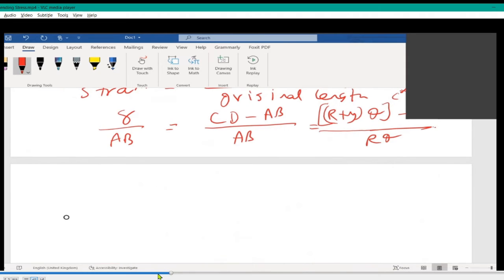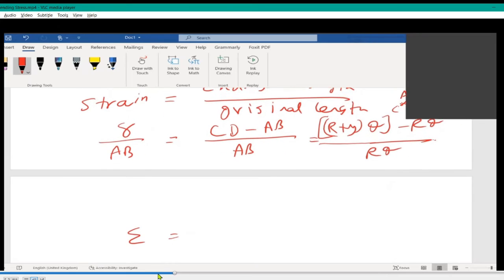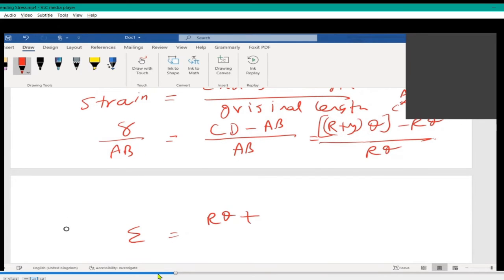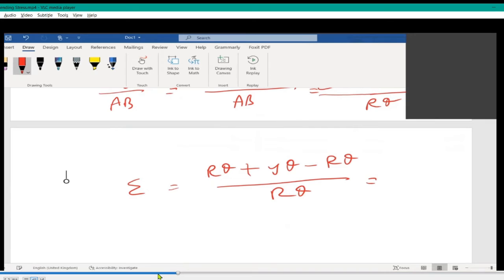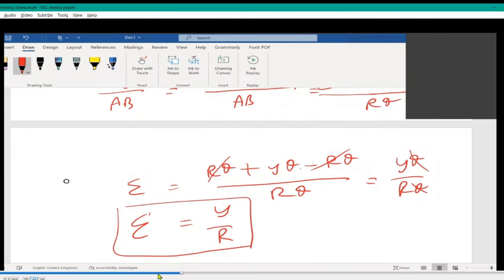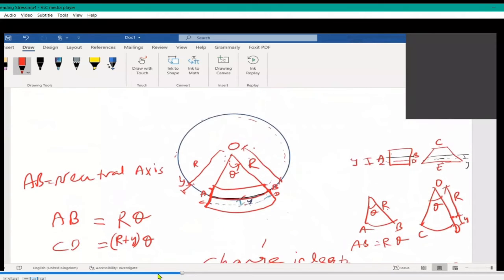If you simplify, you will end up with the value for strain. Can you simplify? R theta plus Y theta minus R theta, divided by R theta. So it will cancel, leaving Y theta divided by R theta; cancel again, and you end up with Y divided by R. Correct? Shall we arrive at the strain value?